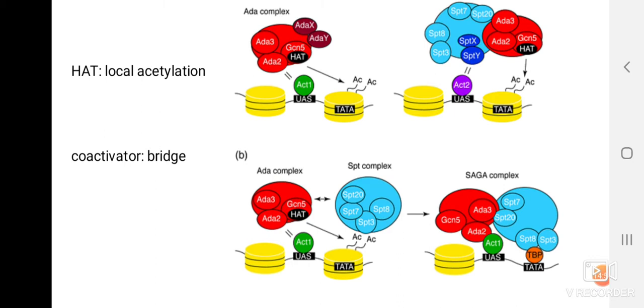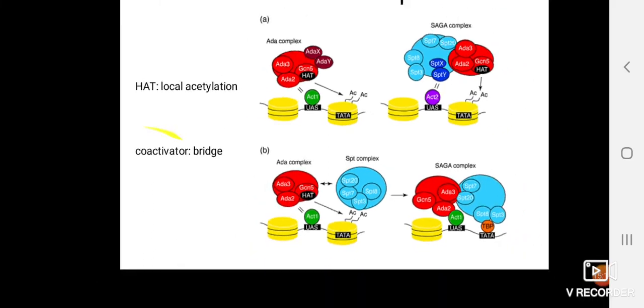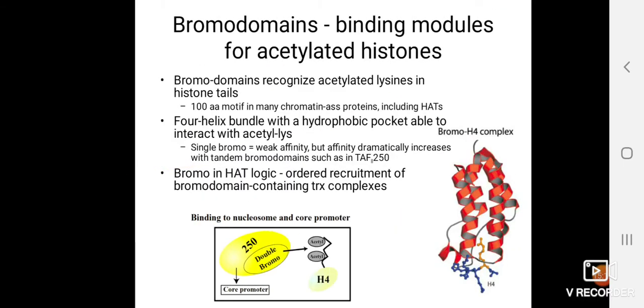the coactivator bridges. Sometimes coactivators act as a bridge and help in the acetylation. You can see the ADA and SPT complexes and the SAGA SPT complex are all involved in the process of acetylation, causing the activation of the gene in terms of transcription.